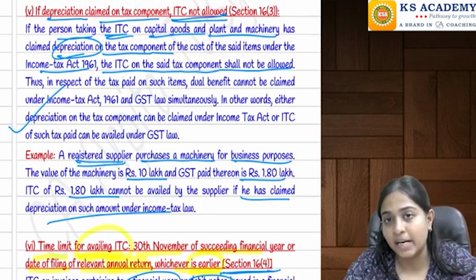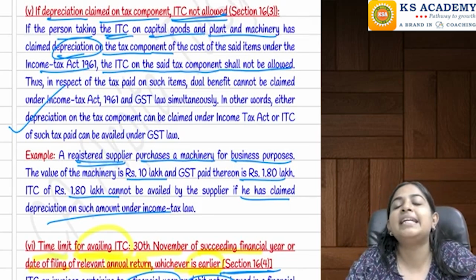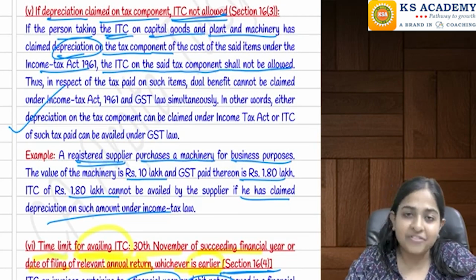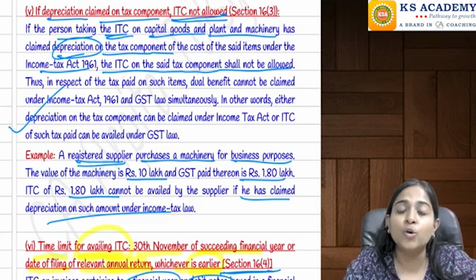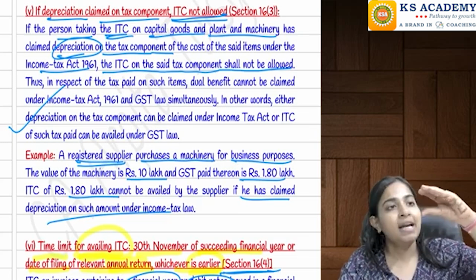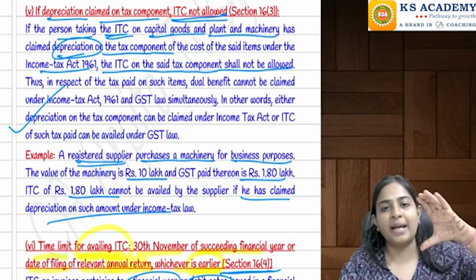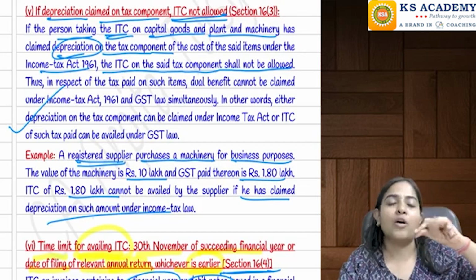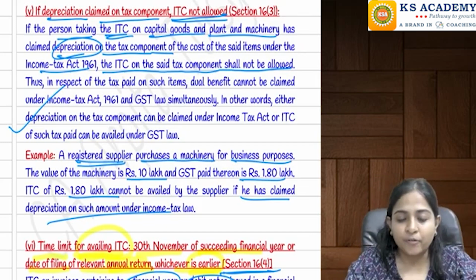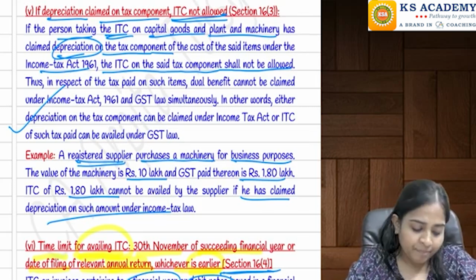If you have purchased any capital goods on which GST was applicable, but you took depreciation on the total amount, that is the value of capital goods plus the GST on it, meaning you have taken depreciation on the entire amount, then you cannot take the GST credit of the same. That is, either of the two is available.